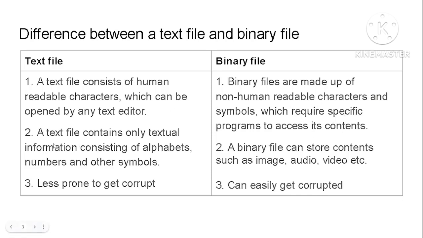And the second point, a text file contains only the textual information. So it contains only alphabets, numbers and other symbols that are typed on the keyboard. But a binary file can store even contents like pictures, audio, video, your photos, whatever you want, you can store it in the form of a binary file. Text files do not get corrupted often because they simply consist of alphabets and numbers. But a binary file consists of bytes. So even if you erase a single character in that, the data will get corrupted.